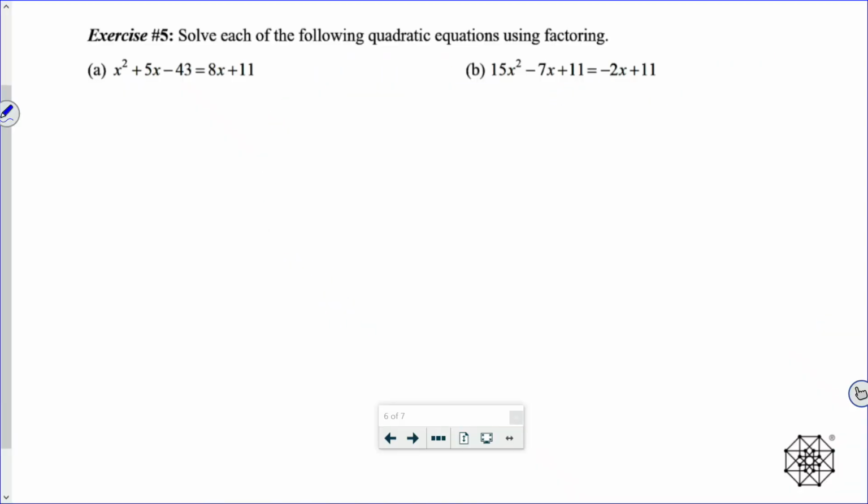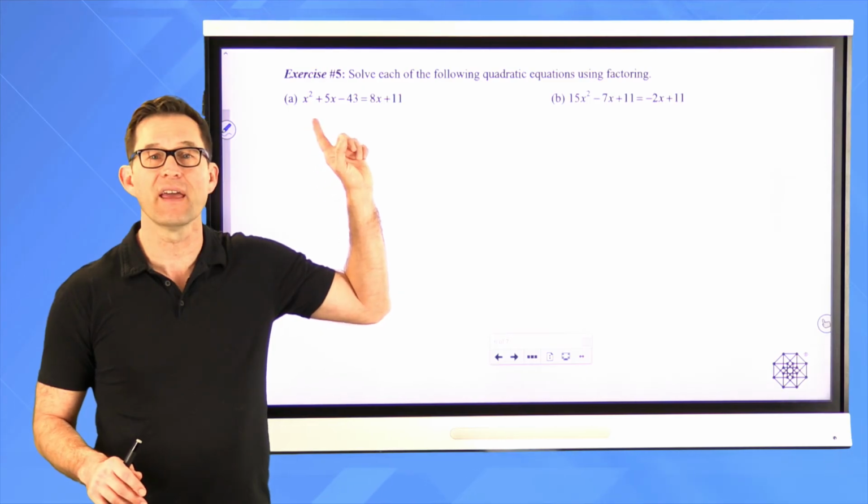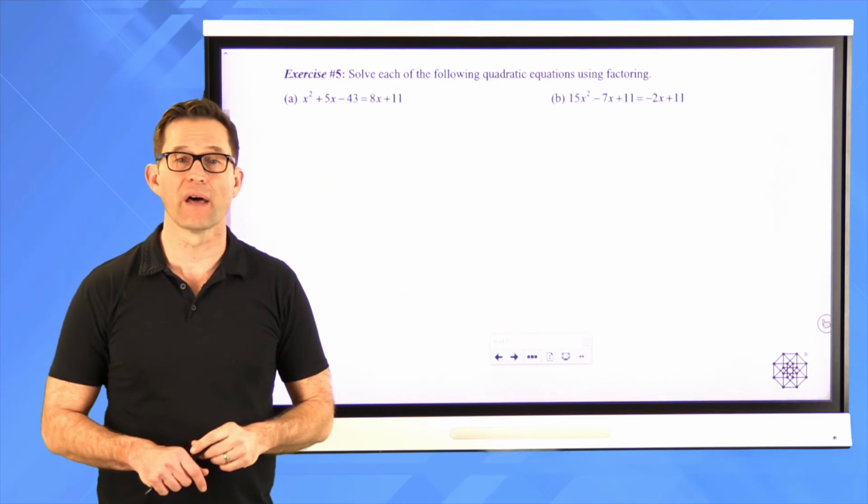Solve each of the following quadratic equations using factoring. Letter A, x squared plus 5x minus 43 is equal to 8x plus 11. All right, well, it would be a horrible mistake to just immediately take that quadratic and factor it and try to do something with it because the equation's not set equal to 0.